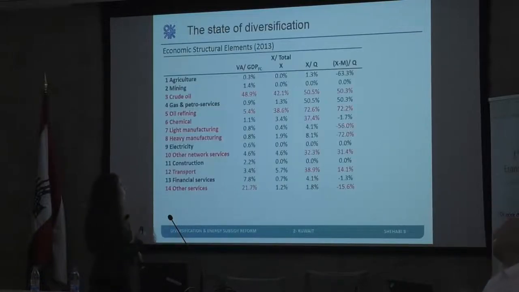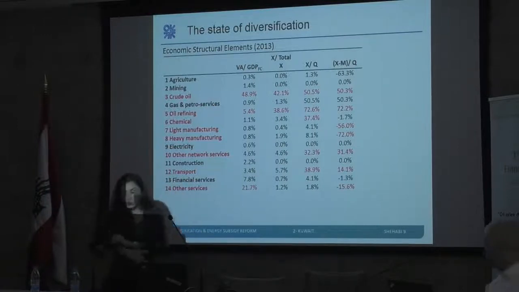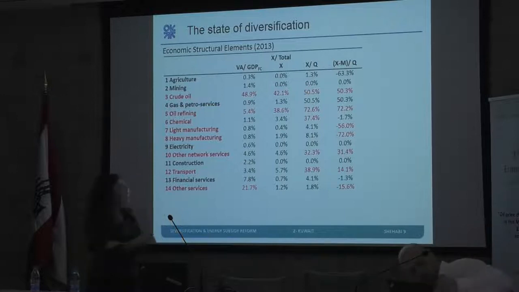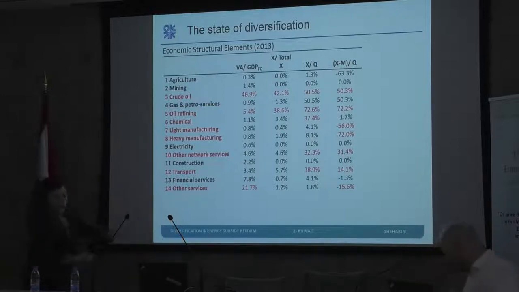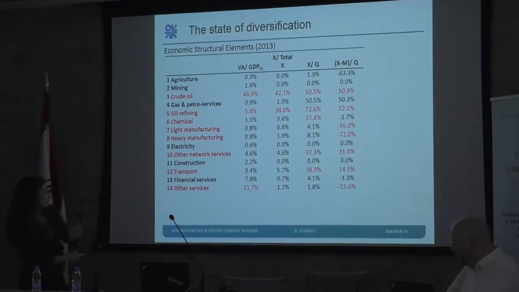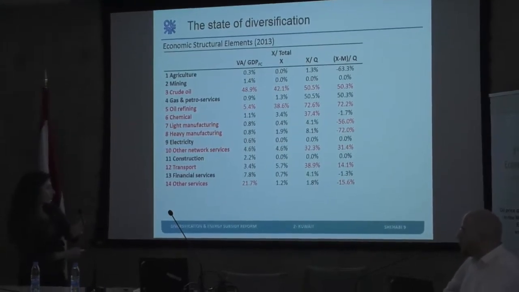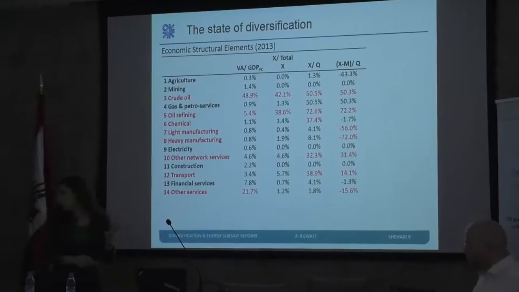This is the economic structure of the Kuwaiti economy, from 2013 data. This came out of the data that I took and assembled into a database that I used in my model. Here you can see I'm going to consider mining, crude oil, gas and petrol services, oil refining, electricity, and other network services, which includes water. These are pretty much energy sectors.